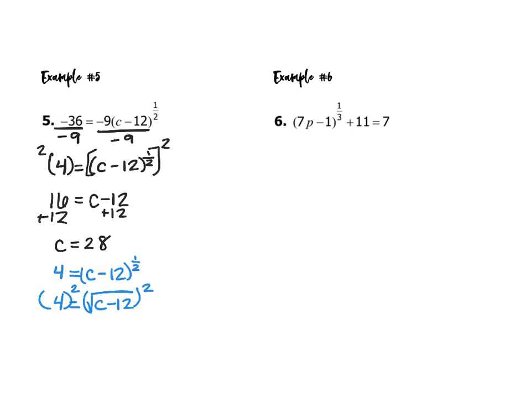Now I just need to make sure that my solution will work. So I get negative 36 equals negative 9 times 28 minus 12 to the 1/2. And that's negative 36 equals negative 9 times 16 to the 1/2, which is negative 36 equals negative 9 times 4, which works.